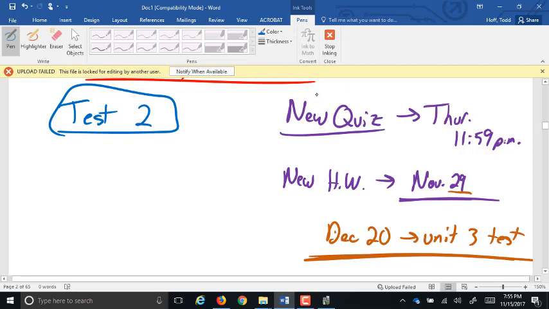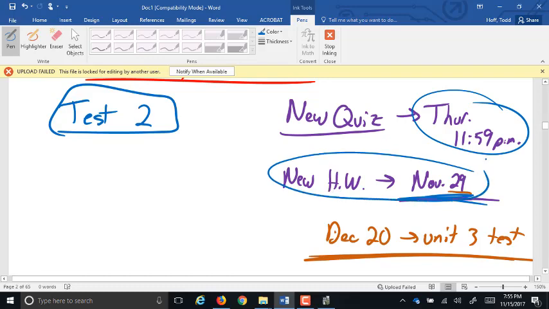There won't be a new quiz next week. No, there won't be any new quiz until November 30th. That's why that homework isn't due until November 29th. So there's the quiz due tomorrow, and then that homework November 29th. There won't be any other assignments till November 29th.